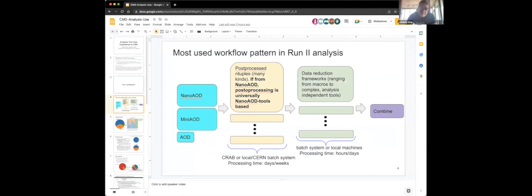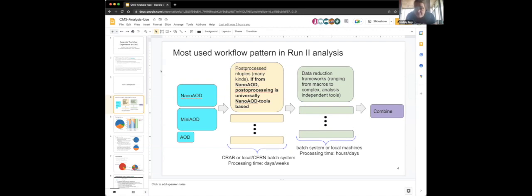So what we found with respect to what were the most common analysis patterns in CMS, after actually collecting polls and interviewing people and having authors of frameworks come by and talk to us, is that you'll start from, actually it's kind of a 50-50 split between nano AOD and mini AOD, but we still have people going back to heavier data tiers, like AOD in the case of long-lived particle analysis, or analyses that need very detailed detector information like W mass.